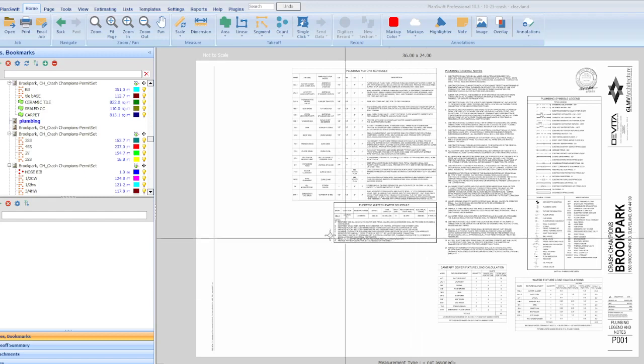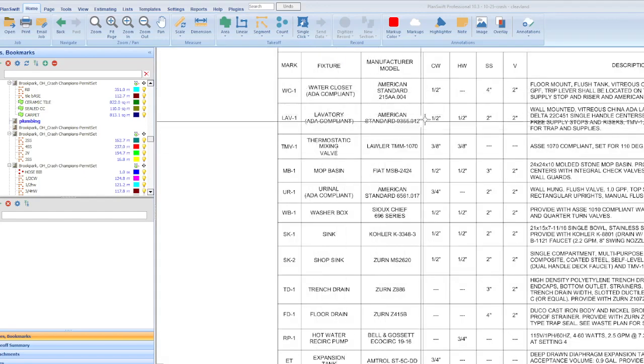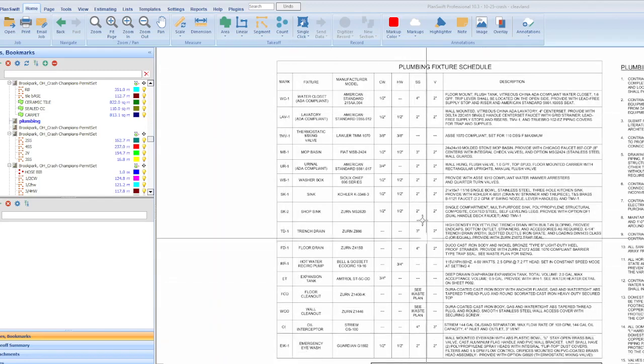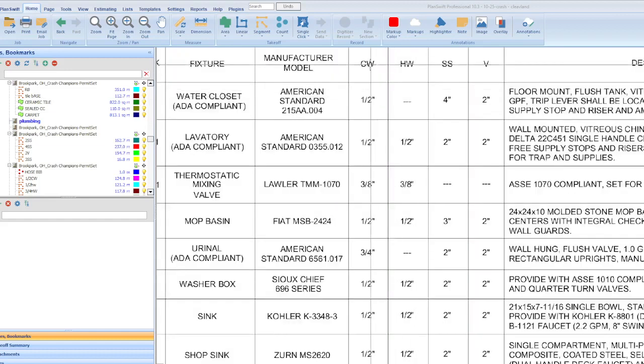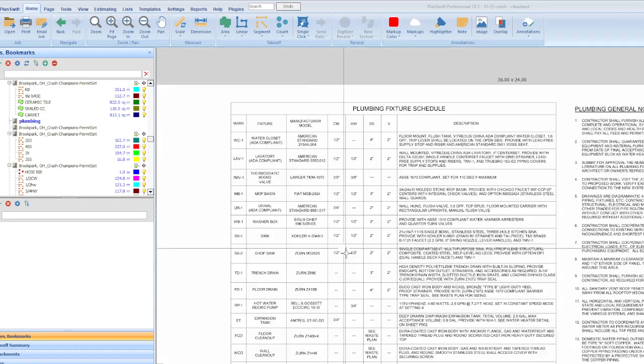Okay, so this is the cover sheet for the plumbing set, and it's going to give us all of our plumbing fixtures, everything that we're going to be installing, and it will give us the size of the hot water, cold water, and the sanitary pipe sizes and the vent size. And so that's important when it comes to your rough ends.